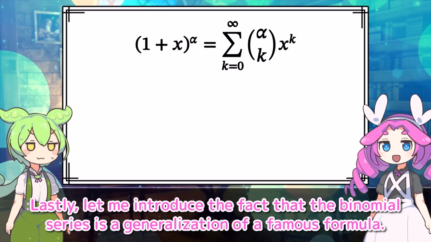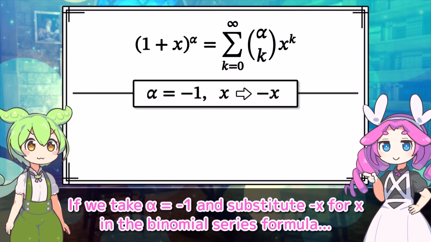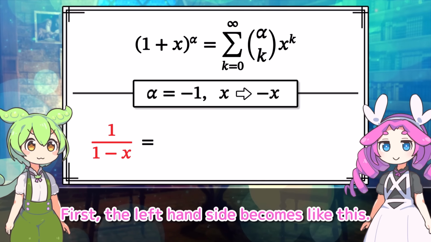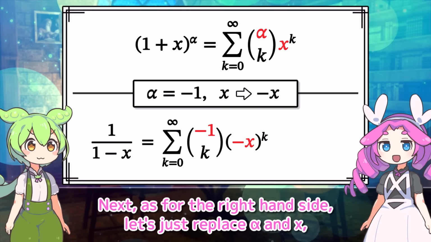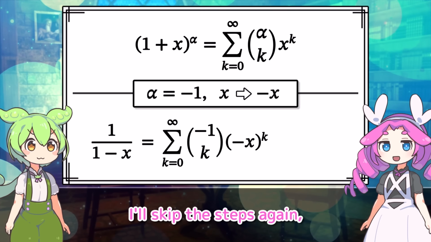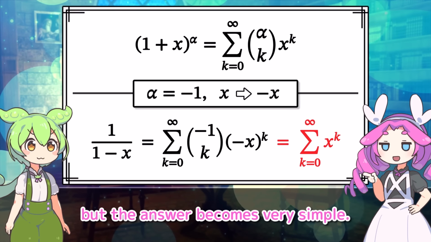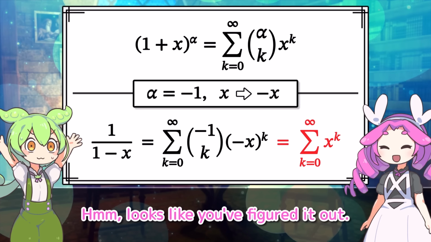Lastly, let me introduce the fact that the binomial series is a generalization of a famous formula. How do you know all this? If we take alpha equals -1 and substitute negative x for x in the binomial series formula, first, the left-hand side becomes like this. Keep in mind that raising a number to the power of -1 results in its reciprocal. Next, as for the right-hand side, let's just replace alpha and x, and it becomes like this. I'll skip the steps again, but the answer becomes very simple. Wait, it's the geometric series formula. Looks like you figured it out.